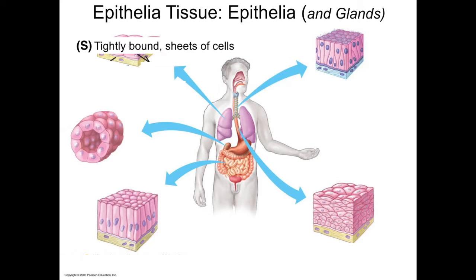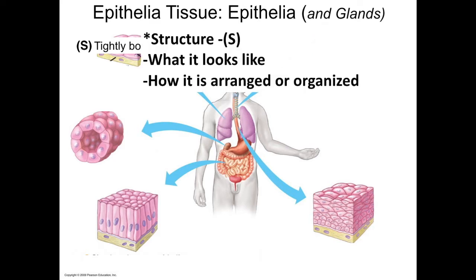And the main structure of epithelial is that it is tightly bound sheets of cells. And so that sheet comprises an uninterrupted layer of cells. And just a word on how my slides are going to look. If you see this S in parentheses when I'm introducing a cell, tissue, or organ, that means what is the structure? What does it look like? How is it arranged or organized?